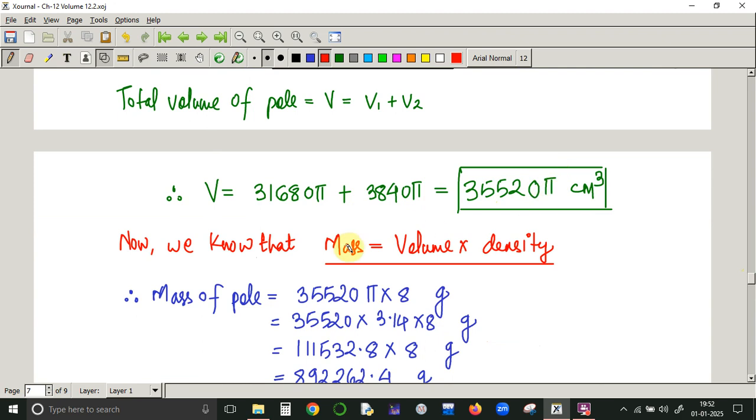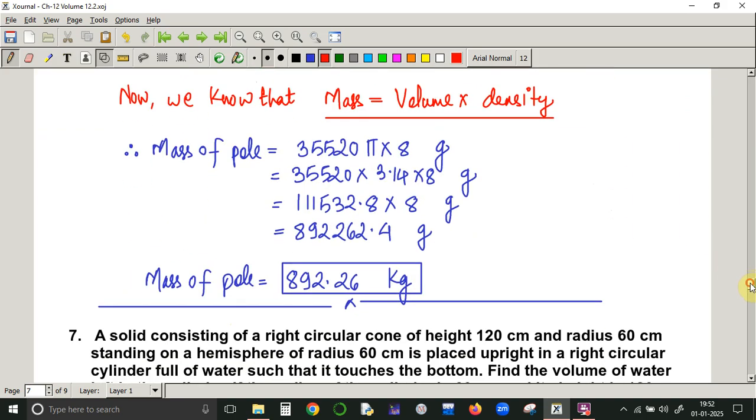Then we know that mass is equal to volume into density, or density is mass per volume. So mass of pole is volume into density. So the answer is going to come in grams. How to convert grams to kg? Just divide by 1000. So 1000 will be divided by 1000.